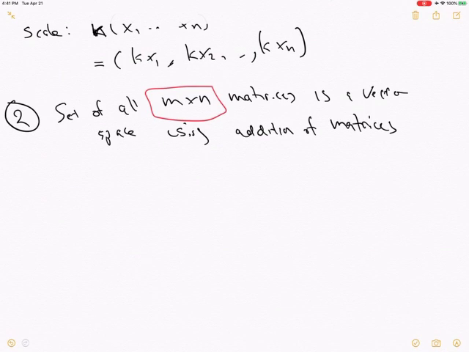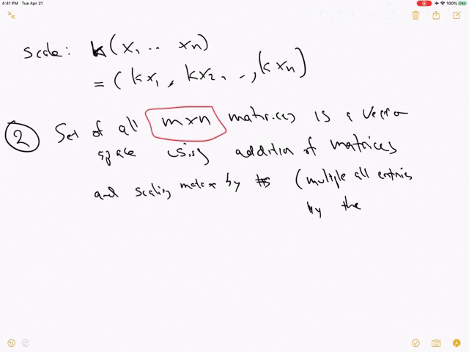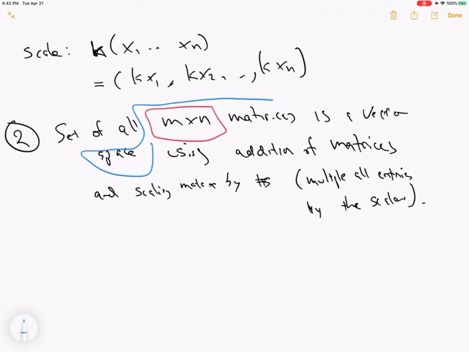So addition of matrices is something you already know, and you can scale, and scaling a matrix by a number. And of course that just means you multiply all the entries by the same number. So the set of all matrices of a fixed dimension is a vector space. But it has to be of a fixed dimension. That's why I put that in red there.